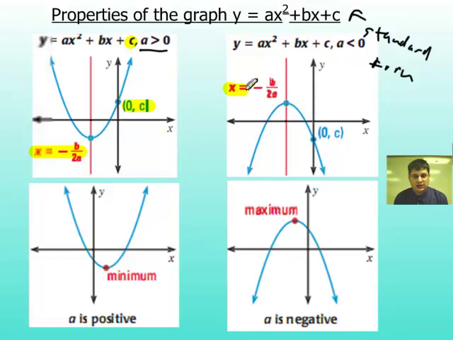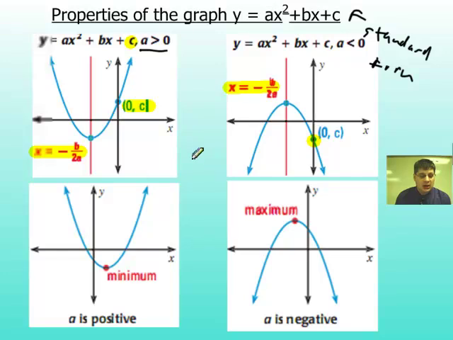Again, the axis of symmetry is x equals -b over 2a, and my c value is my y-intercept. That corresponds with the constant in this equation. And this opens down because our a value is less than 0.